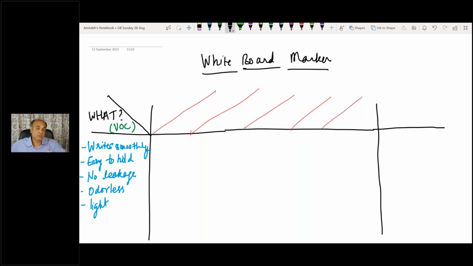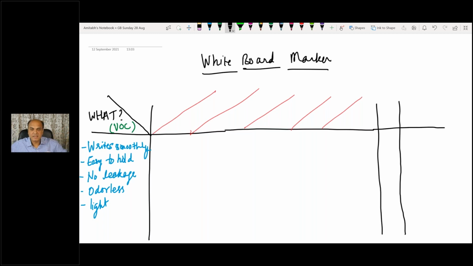So before I select the possible measures, I can also rank the needs of the customers on a 1 to 5 scale. So I'll ask, say, 10 customers, or maybe 20 or 30, or maybe 100 customers, if I can get access to so many of them, to please rate those needs: writing smoothly, easy to hold, no leakage, odorless, light. Which of them is most important, which of them is the least important? On a 1 to 5 scale, where you would give 4, 3, 5.